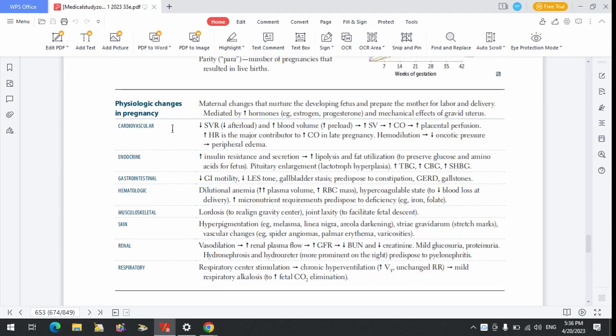So, physiological changes in pregnancy. There are so many physiological changes that happen in pregnancy, and the majority of them are secondary to the mechanical effect of the uterus as well as the secretion of hormones. Now we'll be taking them one after the other.